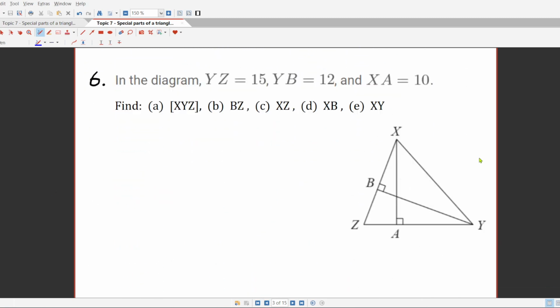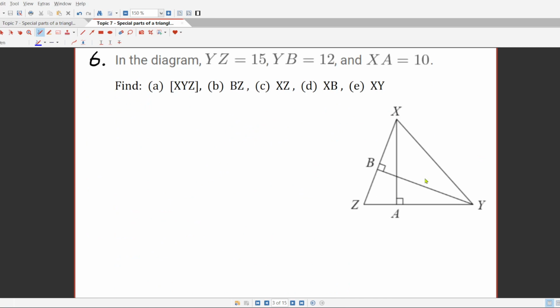All right, next one. You are given a diagram here, and BY and XA are altitudes on the sides XZ and YZ respectively. We know YZ is 15, YB is 12, XA is 10. And we're trying to find the area of XYZ, length of BZ, length of XZ, length of XB, and length of XY.